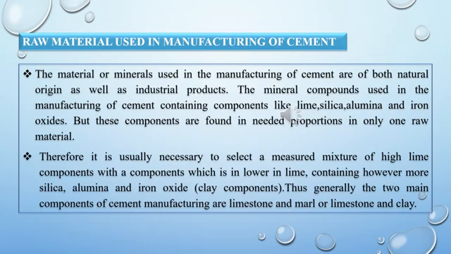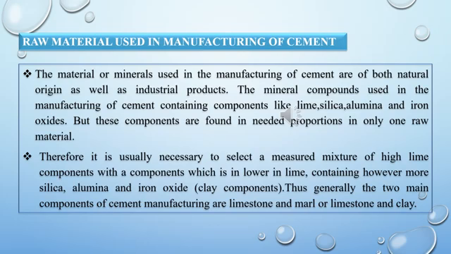Now, the next point is: therefore, it is usually necessary to select a major mixture of a high lime component with components which are lower in lime, however containing more silica, alumina, and iron oxide. Thus, generally, the two main components of cement manufacturing are limestone and marl, or limestone and clay.